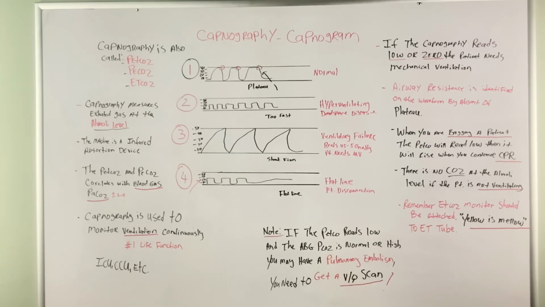The last note for capnogram tonight: if the PETCO2 reads low and the ABG PCO2 is normal or high, you may have a pulmonary embolism. So you need to get a VQ scan, our best test to determine if the patient has a pulmonary embolism. You will see that on the exam.